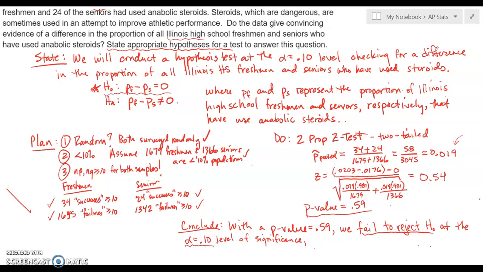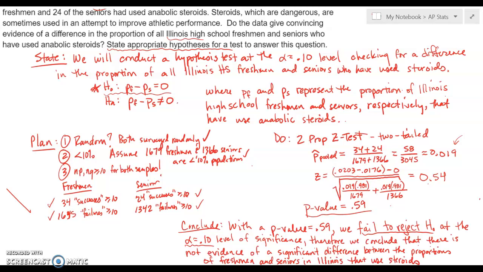So the next thing we want to do is just provide context or provide an idea of what that decision means within the context of the problem. So that looks like this. So we conclude that there is not evidence of a statistically significant difference between the proportions of freshmen and seniors in Illinois that use steroids.